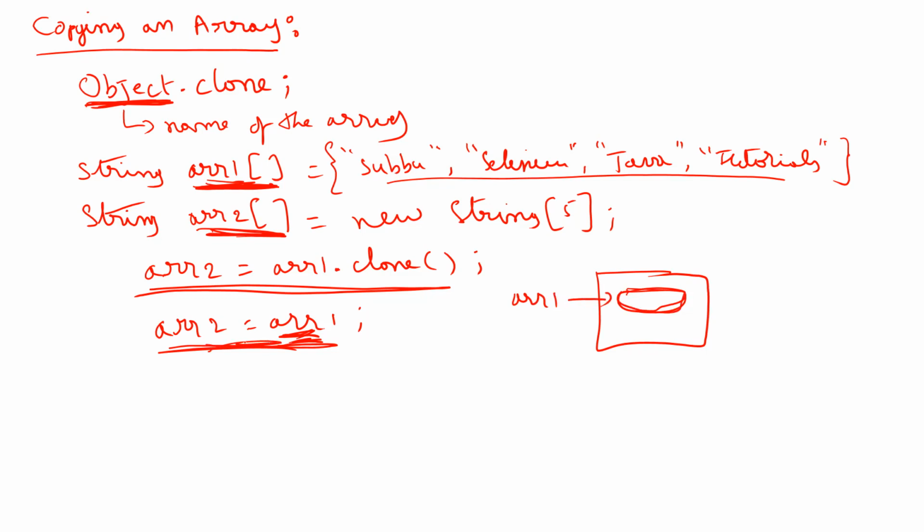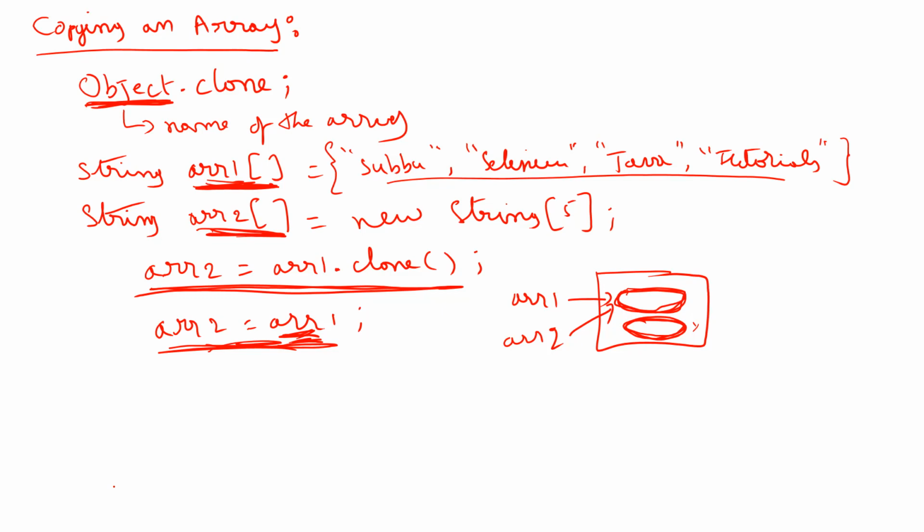If I copy this one like this, it won't create a new element, new array here. What happens in this case is arr2 also points to the same array. That means it will give the same reference point for arr2 also. It won't copy like this. But if you want to copy the elements separately, then we have to use Object.clone method. There are some more methods. We will see them in the future videos. But in this video, we will see this Object.clone method.